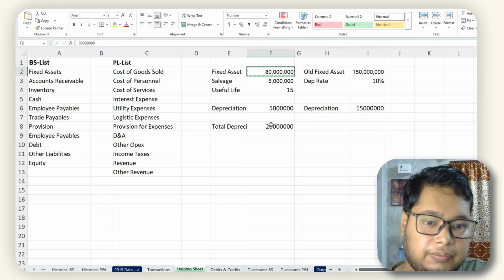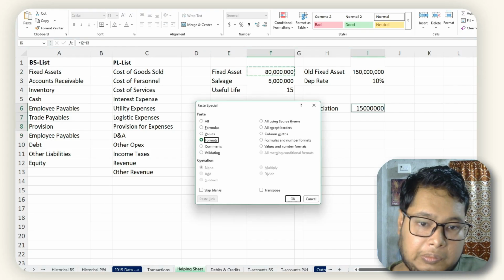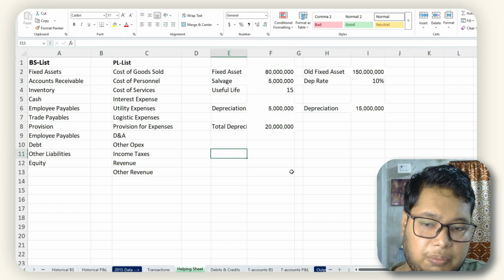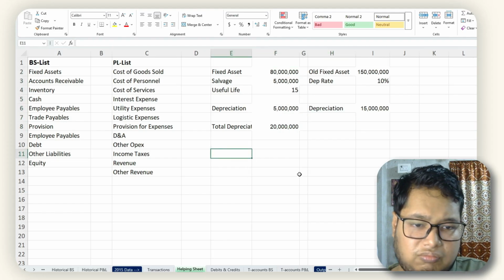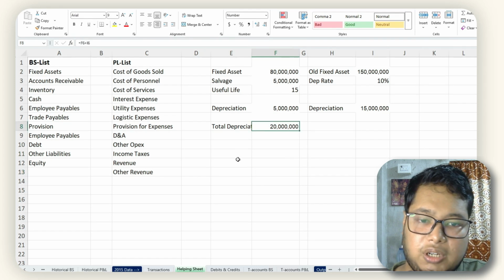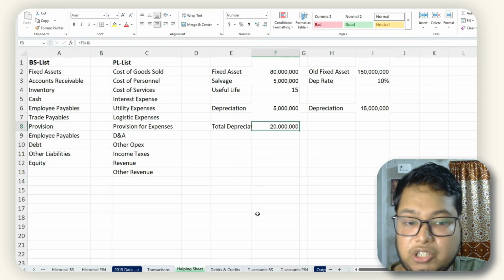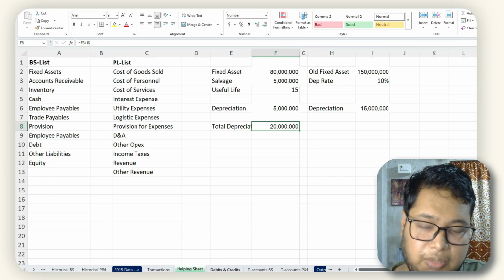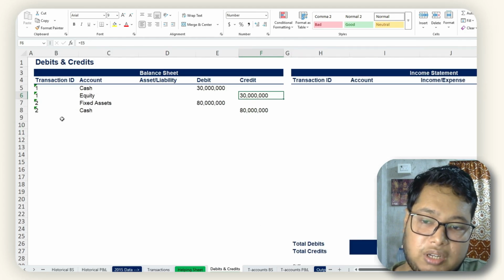Copy. Cool. There are some rows missing. What happened? I just created this sheet. Whatever. So that much is the depreciation we have to charge, $20 million, right? So let's make the transaction entry for that as well.